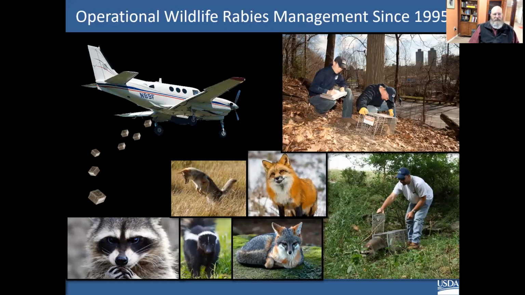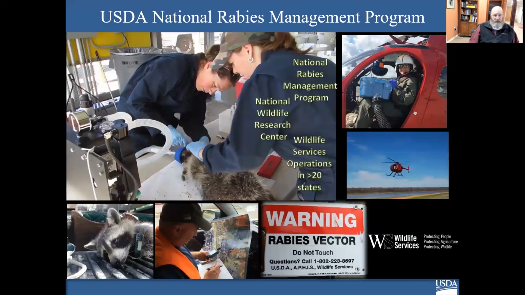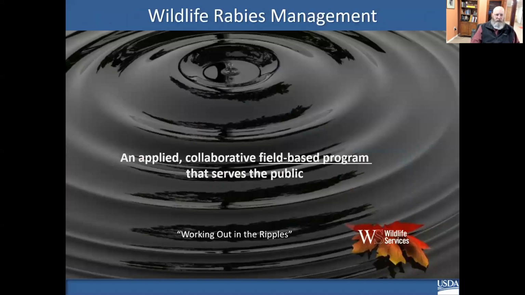Well, we've been at it since 1995, really boots on the ground since 1997, to try to manage rabies. Internally within Wildlife Services, it's really been between three aspects of our program: the National Rabies Management Program, hand in glove with the National Wildlife Research Center, and then the Wildlife Services operational program in more than 20 states, all working together to accomplish these goals.